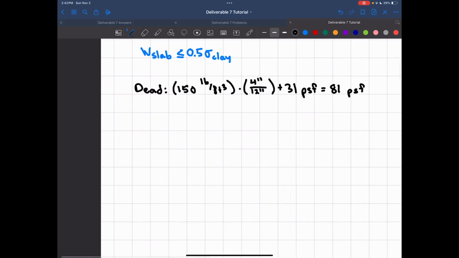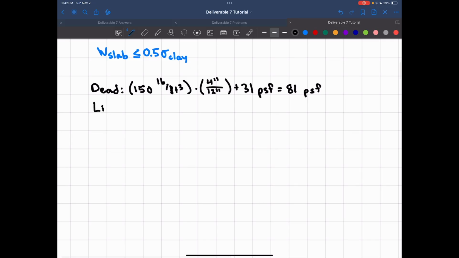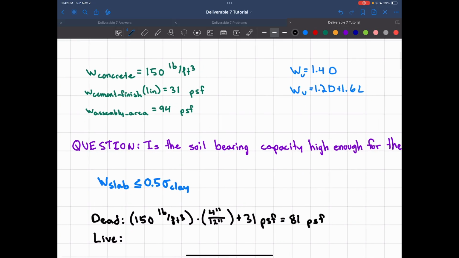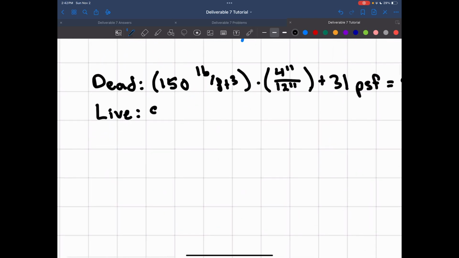All right, so that's our total dead load. Our live load is much easier since we only have one number. We don't have to do anything with it as long as it's in pounds per square foot, which it already is. So our live load is simply just 94 pounds per square foot. For you, it will most likely be 100.